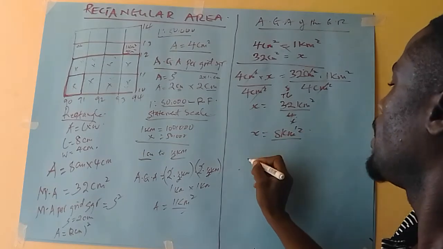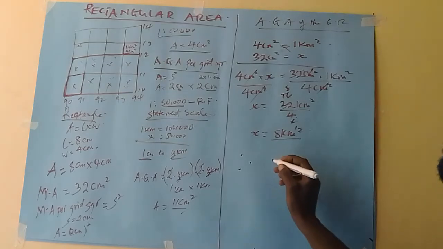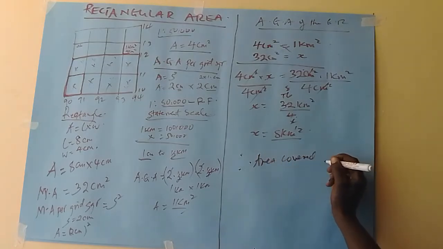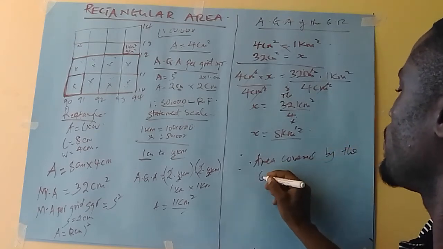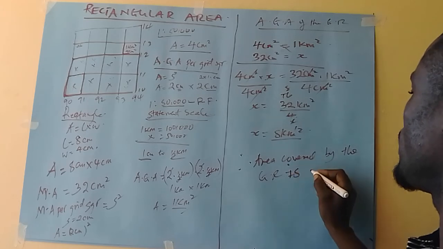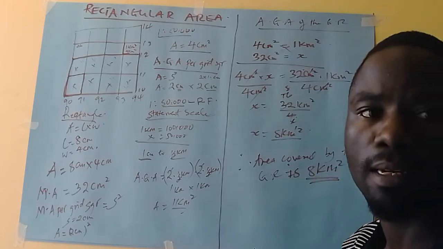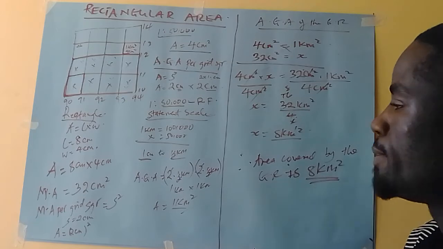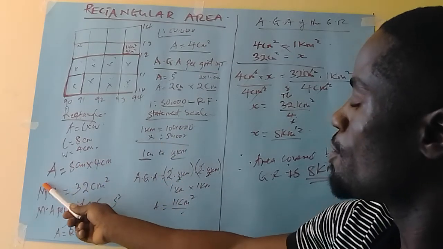So therefore, the area covered by the game reserve is 8 kilometers squared. That is the area that is covered by the game reserve. But this one is alternative 1. Using this is alternative 1.